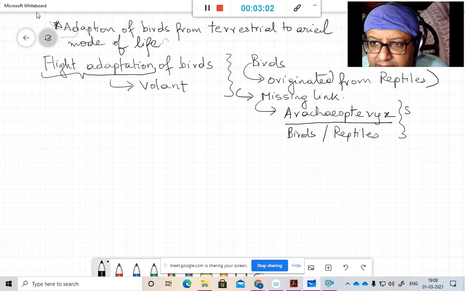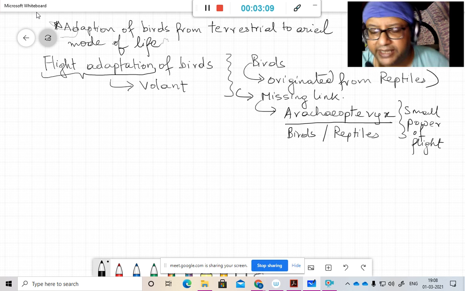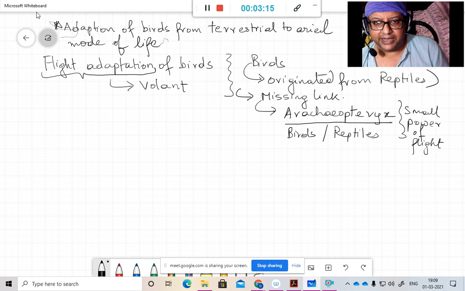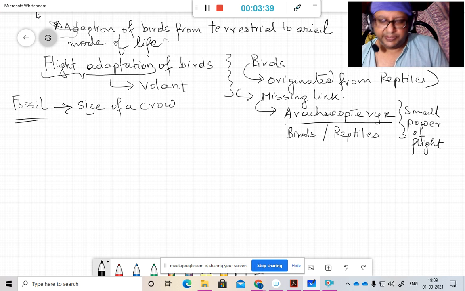They had small power of flight. So basically they were not very good flyers, but they had flight. So Archaeopteryx, a fossil was found. From pictures you may have seen Archaeopteryx fossils. You will see, it seems that it was a huge thing, but actually it's the size of a crow. So it was a very small bird.